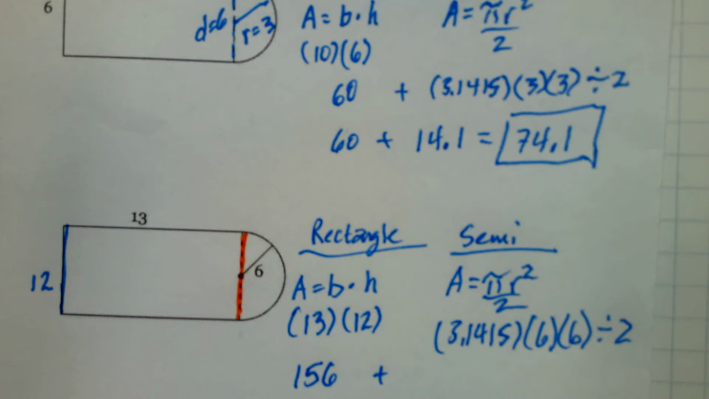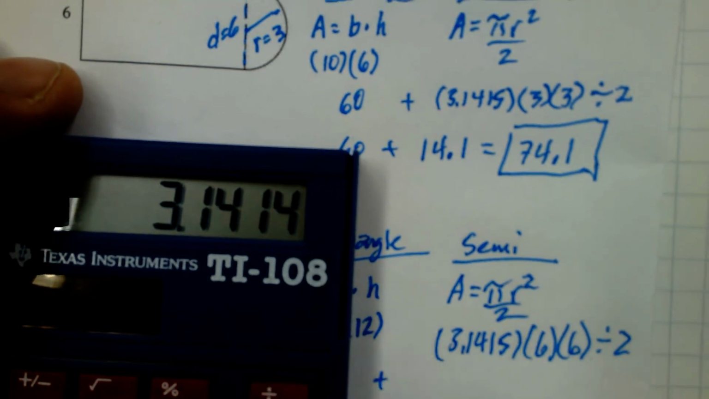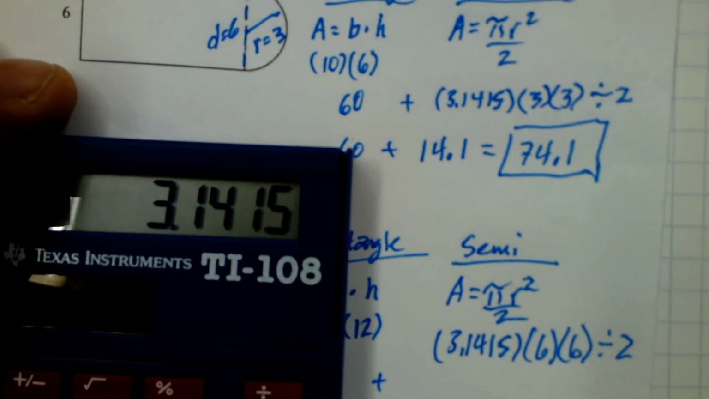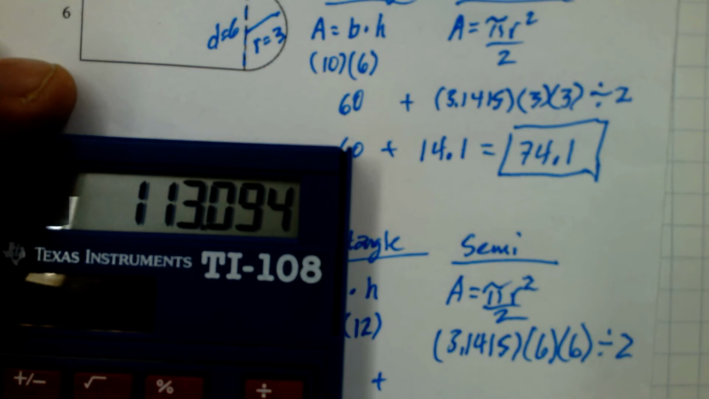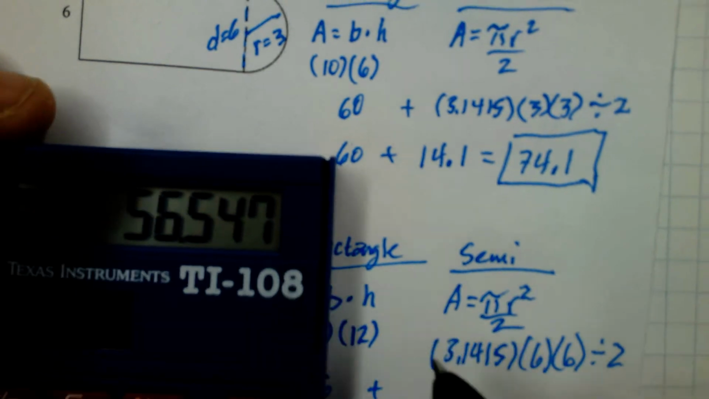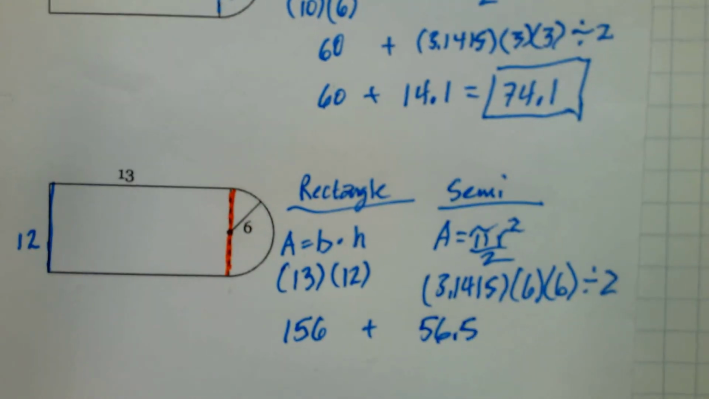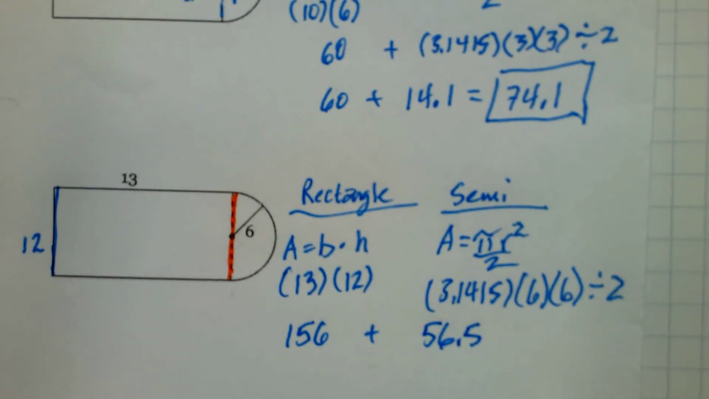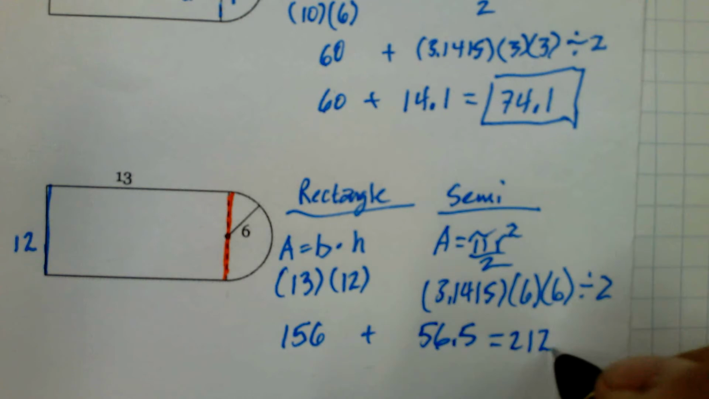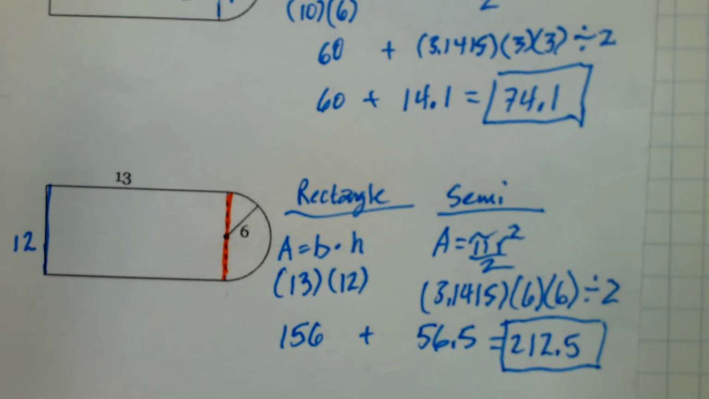And now let's do 3.1415 times 6 times 6 is 36, and then divide that by 2. 56.5, rounded. Okay. 212.5. Okay, very good.